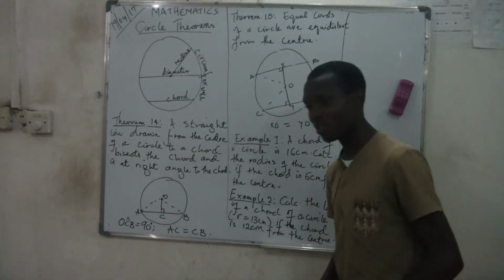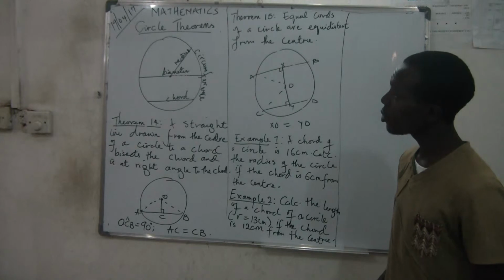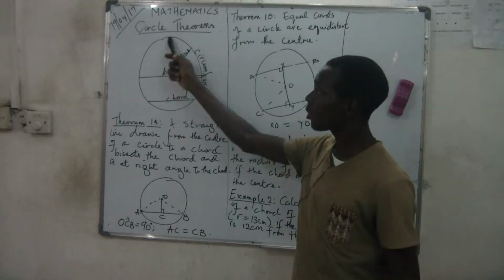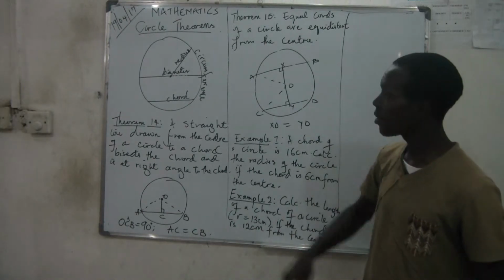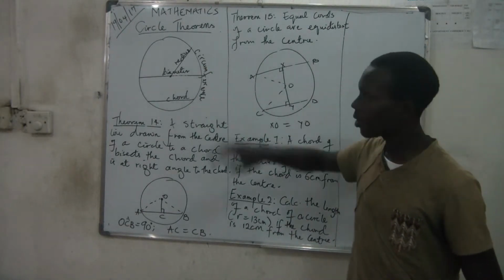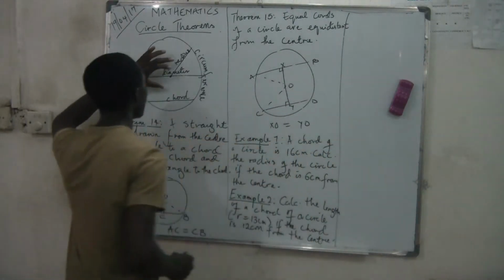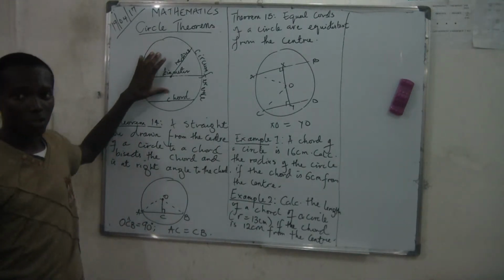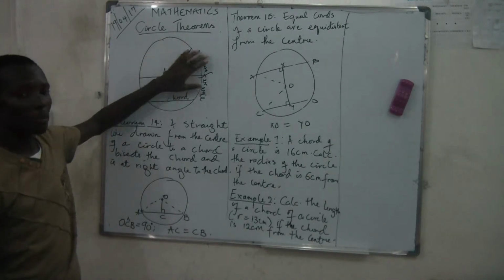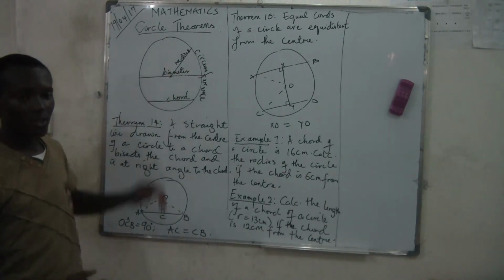Good morning, class. Today we are going to continue with circle theory. And the first thing I want to look at is what a circle is. Okay, a circle is a two-dimensional shape that is drawn such that every part of it is equidistant from the center.